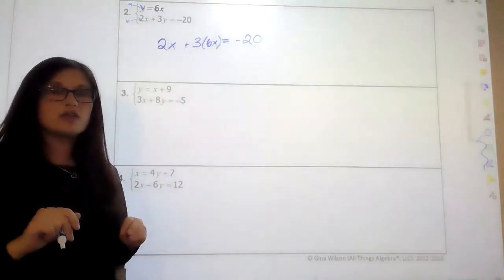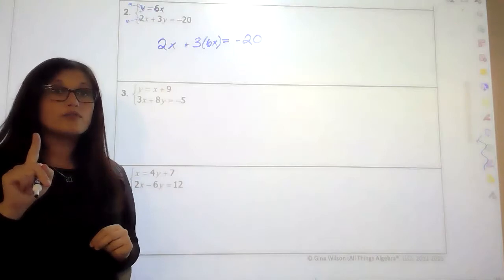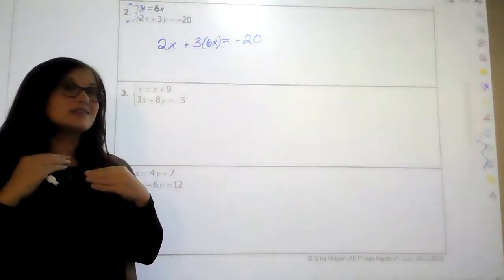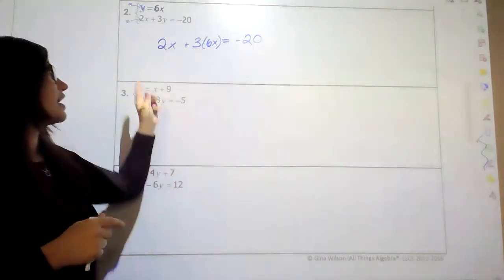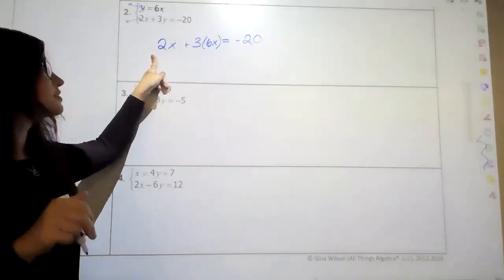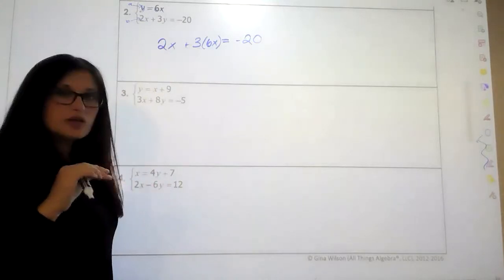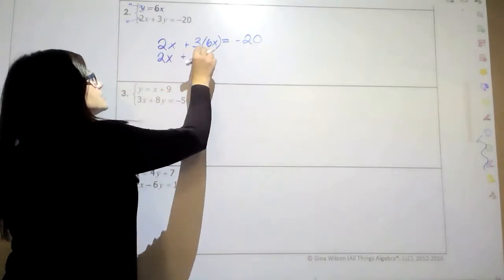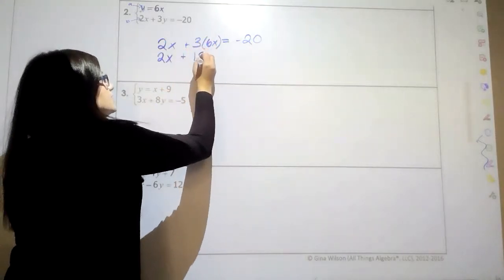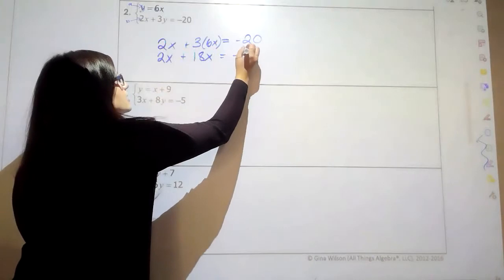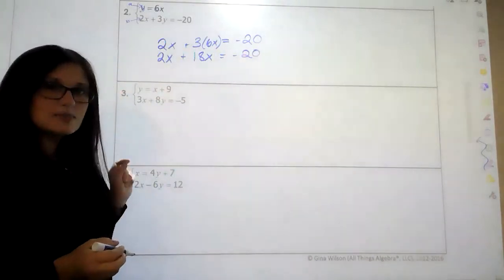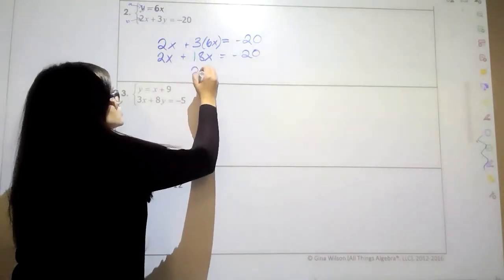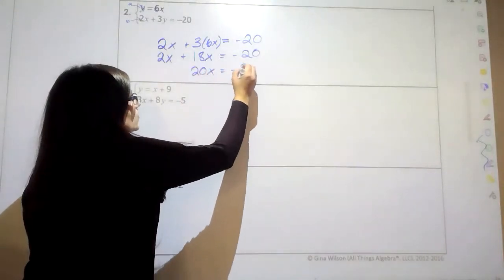Once you do that, you have one equation with one variable. So now you're able to solve, okay? We can solve for x at this point because I have one equation with only x. So first thing I'm gonna do, I'm gonna get rid of those parentheses. Drop that down, plus 3 times 6 is 18x equals negative 20. I got some like terms on this left-hand side. 2x plus 18x is 20x equals negative 20.